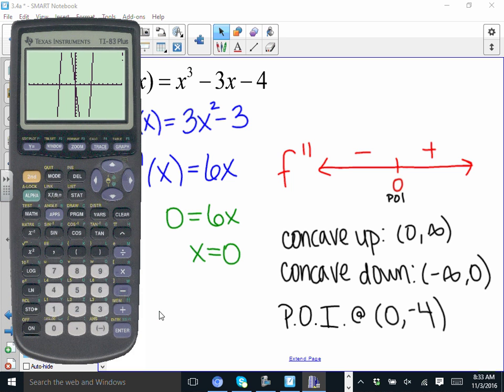Okay. Here's our graph. Notice how we're concave down. Okay. Here we go. Notice how we're concave down. At 0, -4, we switch to concave up. Questions?